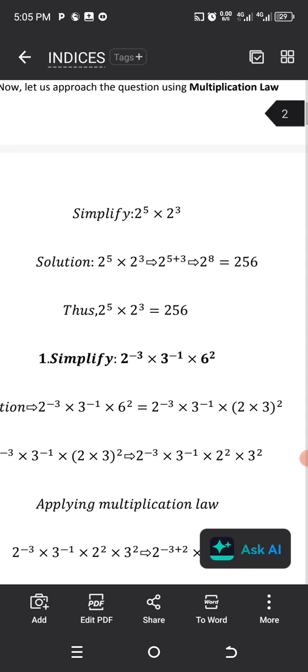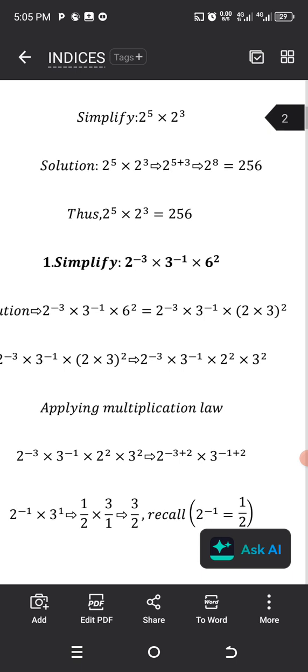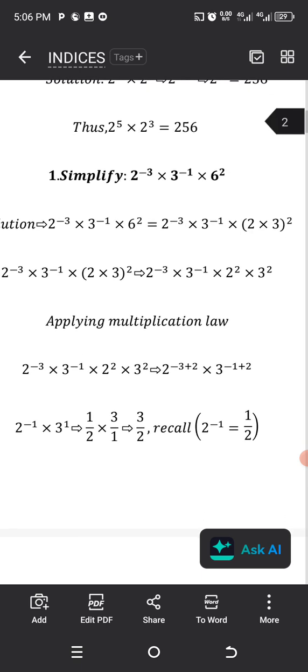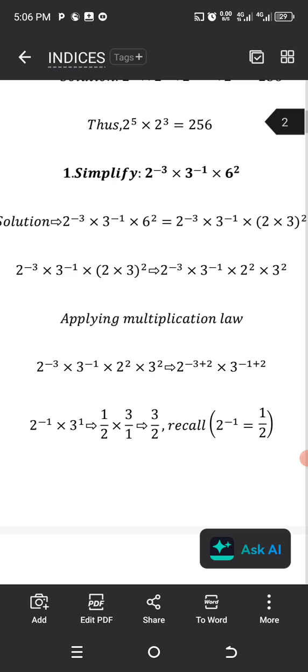256. See how fast it is. So now let's look at example 1. You have to simplify 2 raised to power minus 3 multiplied by 2 raised to power minus 1 multiplied by 6 raised to power 2. Don't be scared. It's very simple.